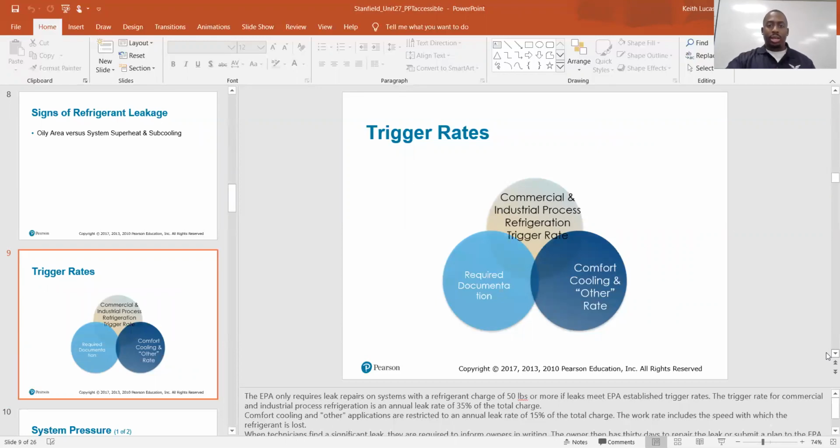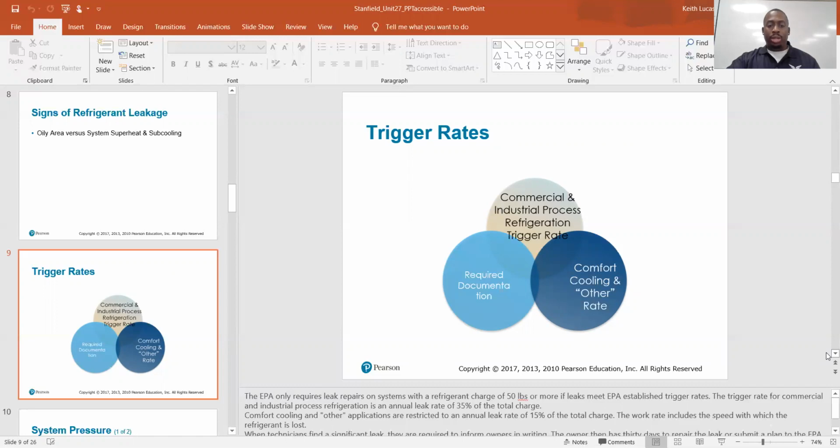Trigger rates. Commercial and industrial process refrigeration trigger rate, required documentation, comfort cooling, and other rate. So the EPA only requires leak repairs on systems with a refrigerant charge of 50 pounds or more if the leak meets EPA established trigger rates. The trigger rate for commercial and industrial process refrigeration is an annual leak rate of 35% of the total charge.